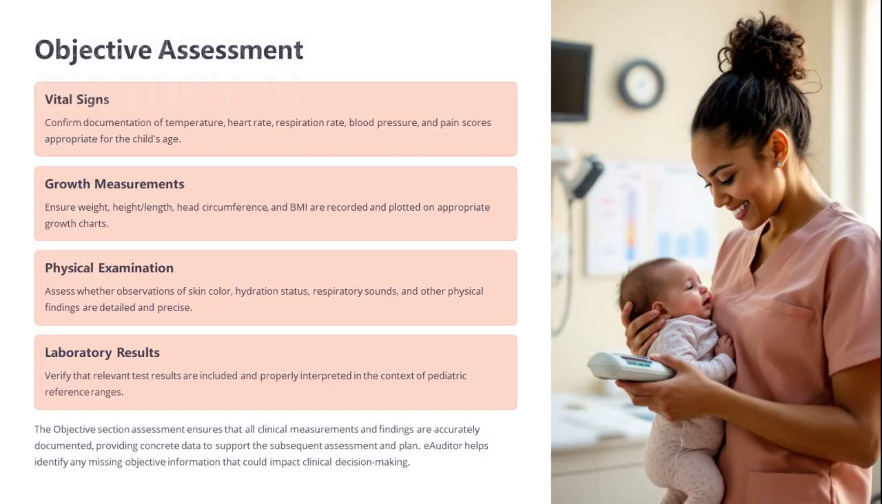The objective section assesses vital signs, growth measurements, physical examination findings, and laboratory results. Confirming documentation of temperature, heart rate, respiration rate, blood pressure, and pain scores is crucial. Ensuring weight, height, length, head circumference, and BMI are recorded and plotted on appropriate growth charts is necessary.